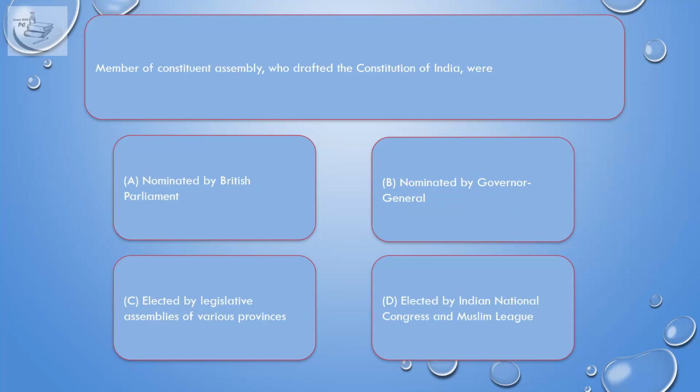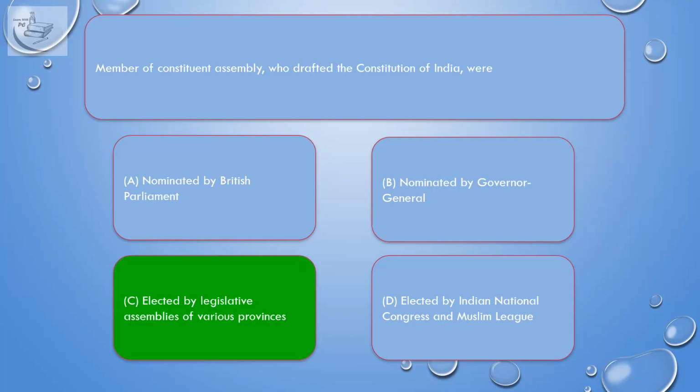Question: Members of the Constituent Assembly who drafted the Constitution of India were A. nominated by British Parliament, B. nominated by Governor General, C. elected by legislative assemblies of various provinces, D. elected by Indian National Congress and Muslim League. Correct answer is C. elected by legislative assemblies of various provinces.